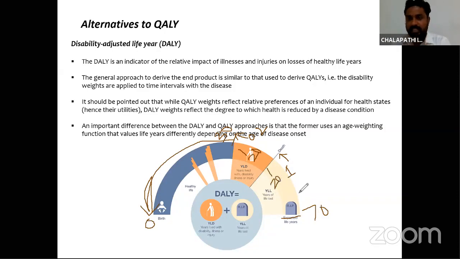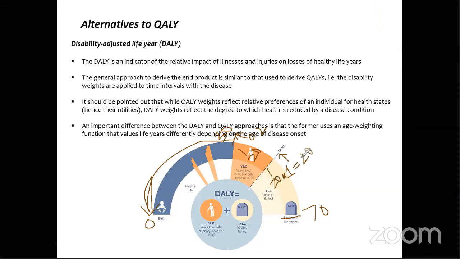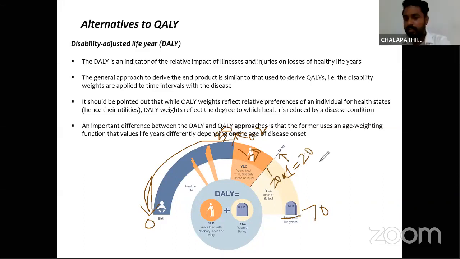If I calculate the DALY for this, I have to calculate YLD, then I have to calculate YLL. For YLL, I have to multiply years into utility. That will become 20. Till here is clear? That person can unmute and tell. Yeah, sir. So till here I have calculated 20, right?